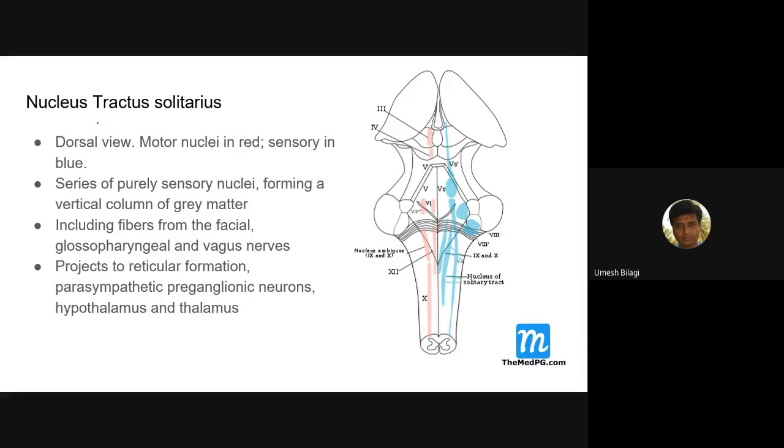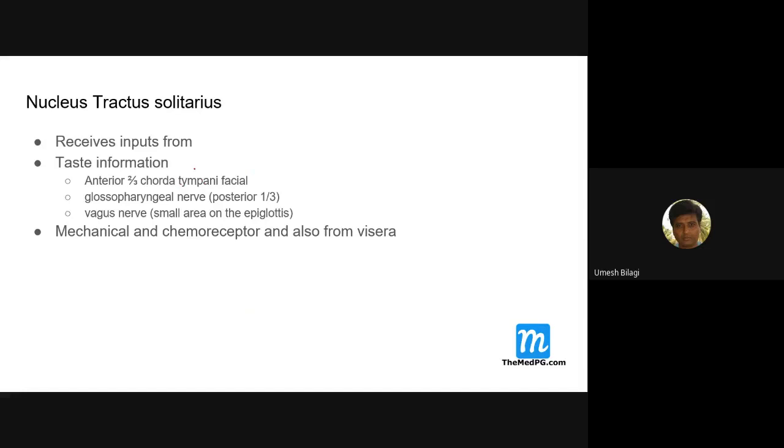Okay, we'll go through something about the tractus solitarius. As I told you, this is the tractus solitarius here, and it is a sensory tract, similar to the nucleus ambiguus for motor. It includes the fibers from the facial and glossopharyngeal nerves, and progresses into the reticular formation. So the tractus solitarius gives taste sensation from the anterior 2/3 of the tongue, the glossopharyngeal nerve the posterior 1/3, and the vagus nerve the epiglottis. This taste sensation comes here.